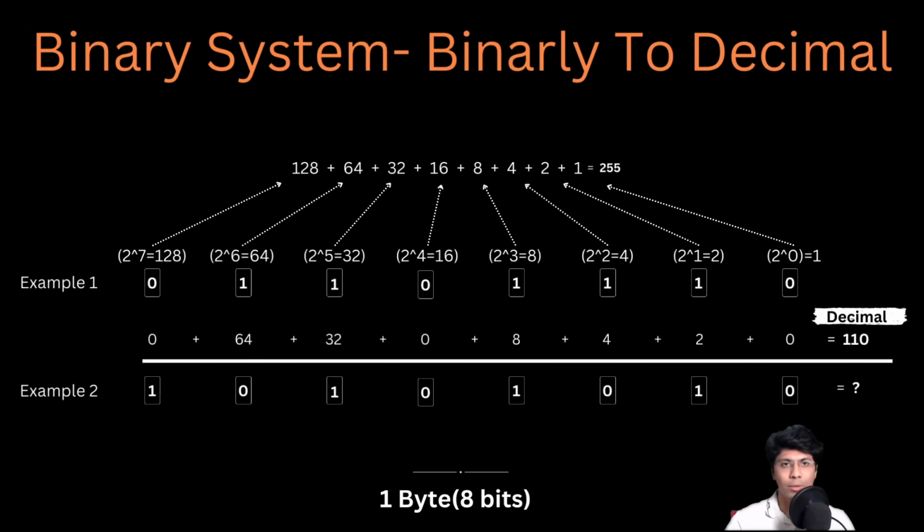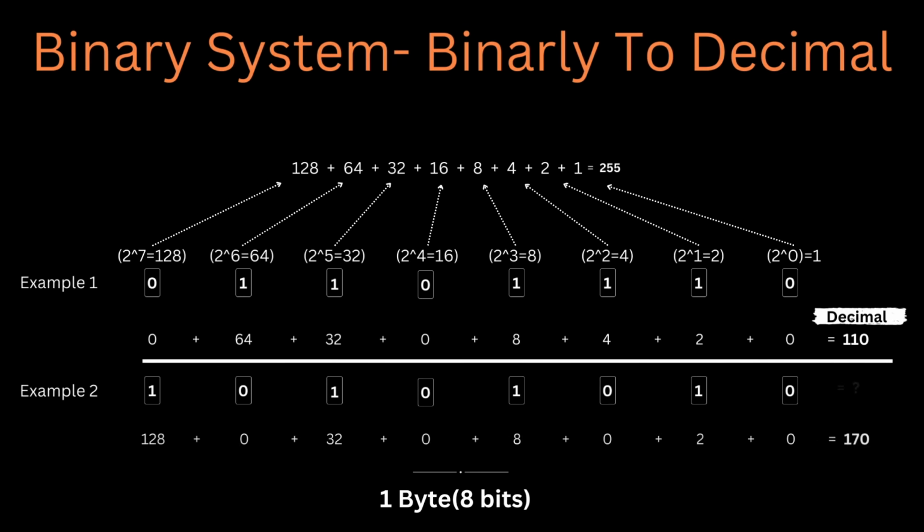Let's take one more example. This time you do it. Pause the video here, calculate and type the result in the comment, and then resume the video and validate your result. So what is your answer? Let's check. It's 128 plus 32 plus 8 plus 2, which is 170 in decimal number system. I'm confident you got it right.